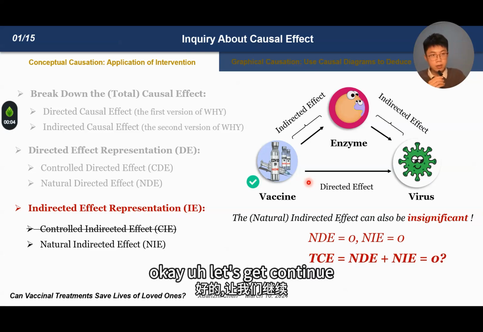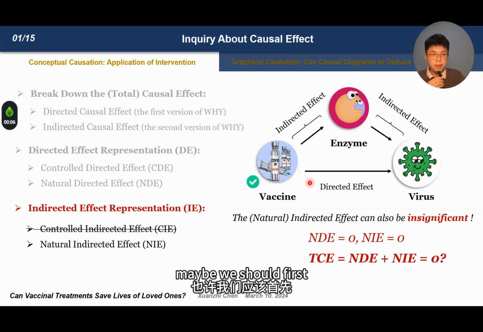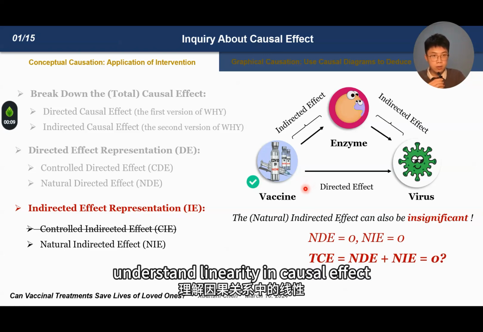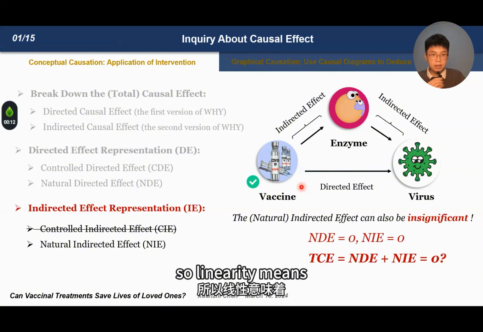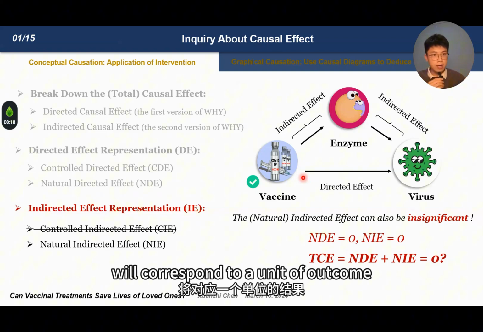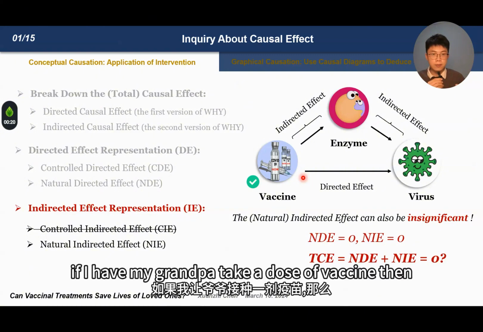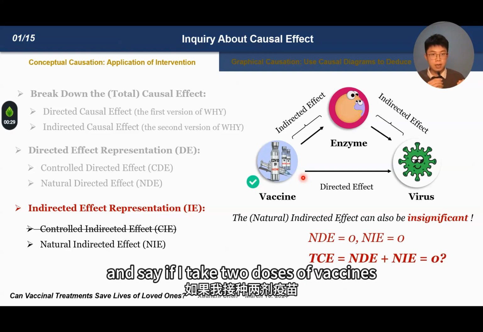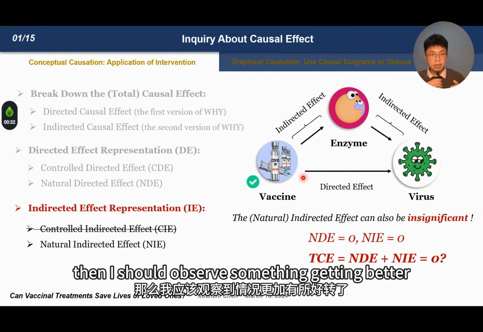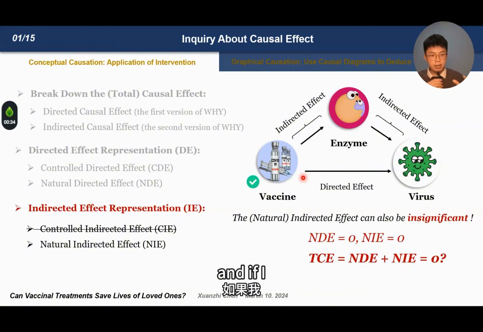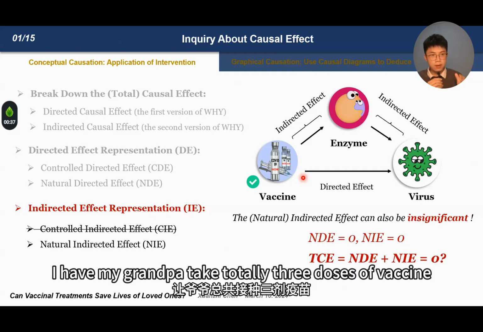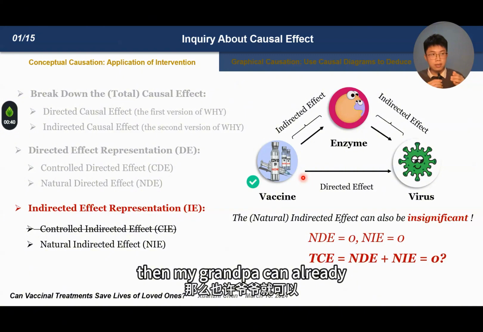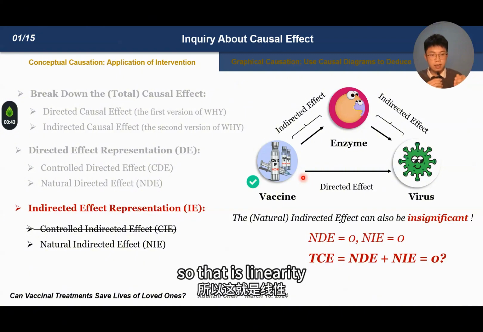Okay, let's continue. In order to understand nonlinearity, maybe we should first understand linearity in causal effect. So linearity means a unit of treatment will correspond to a unit of outcome. So in my case, if I have my grandpa take a dose of vaccine, then I should observe some relief from his situation. And if I take two doses of vaccine, then I should observe something getting better. And if I have my grandpa take three doses of vaccine, then maybe my grandpa can already recover from the pandemic. So that is linearity.